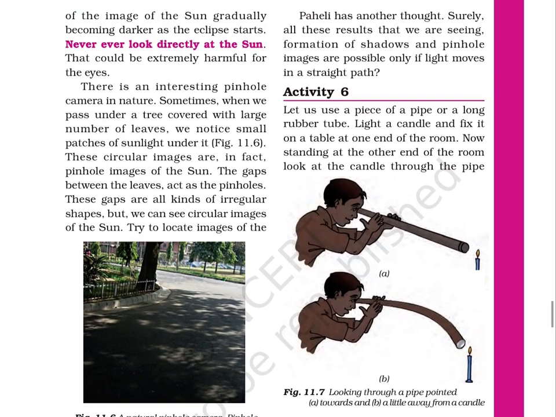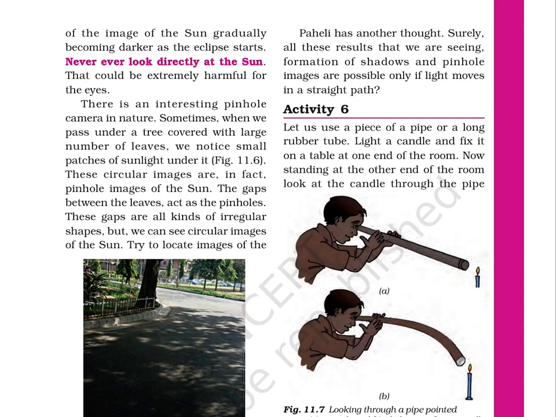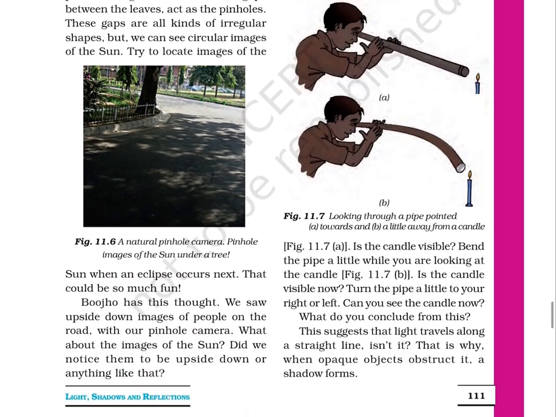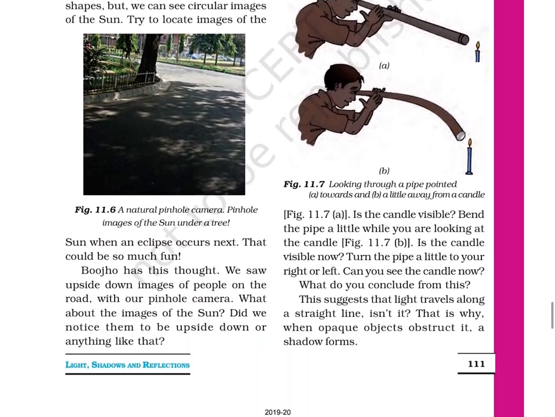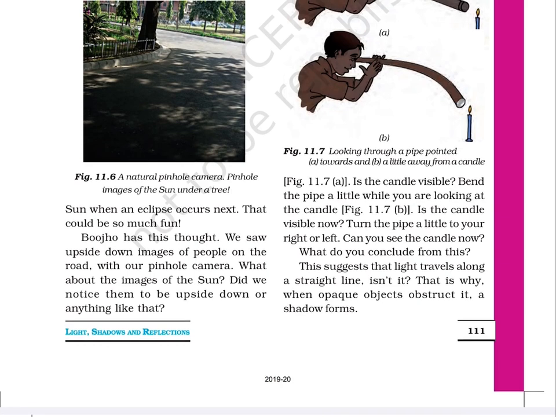Activity 6. Let us use a piece of a pipe or a long rubber tube. Light a candle and fix it on a table at one end of the room. Now, standing at the other end of the room, look at the candle through the pipe. Figure 11.7a. Is the candle visible? Bend the pipe a little while you are looking at the candle. Figure 11.7b. Is the candle visible now?